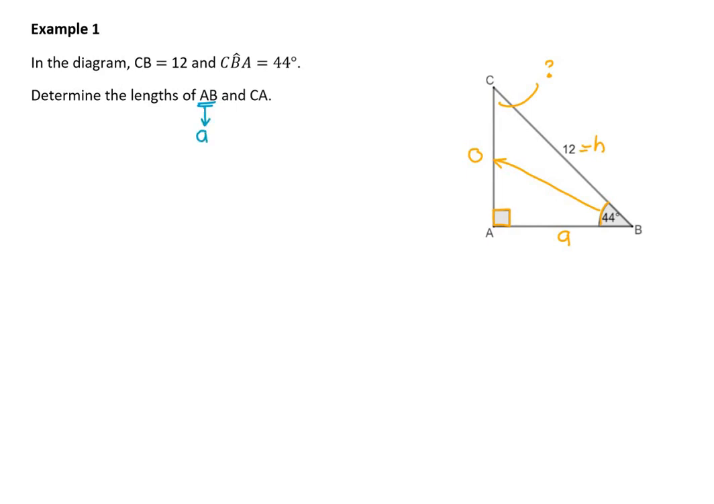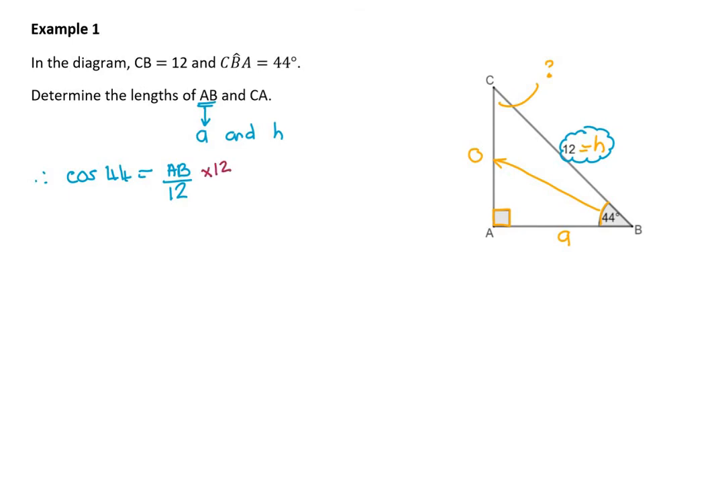Now the only side I know is this hypotenuse, and so I clearly need to choose a trig ratio that involves adjacent and hypotenuse. And adjacent and hypotenuse is cos. So therefore cos of 44 would be the adjacent side, which is AB, over the hypotenuse, which is 12. So I pick up my calculator and I'm basically multiplying by 12 on both sides. So cos 44, and I'm multiplying by 12 on both sides.